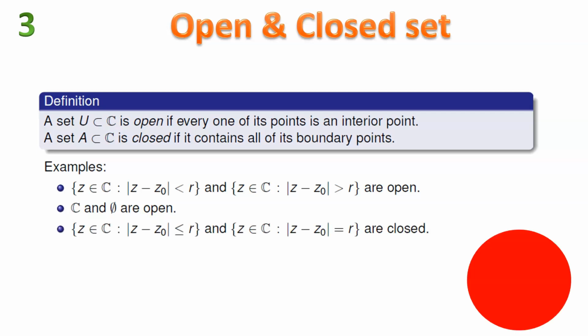Consider z belonging to the set of complex numbers such that mod of z minus z0 is less than or equal to r. So here we are considering all points on the circle and inside the circle, and we are adding to that the set of numbers z that belong to the set of complex numbers such that mod of z minus z0 is equal to r. They are known as a closed set. So here we have included the condition, and all the points in red color here form a closed set.